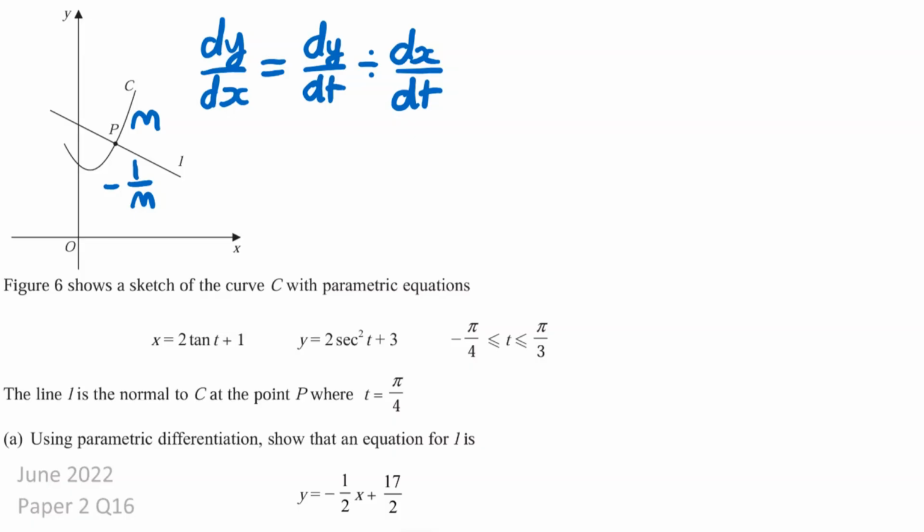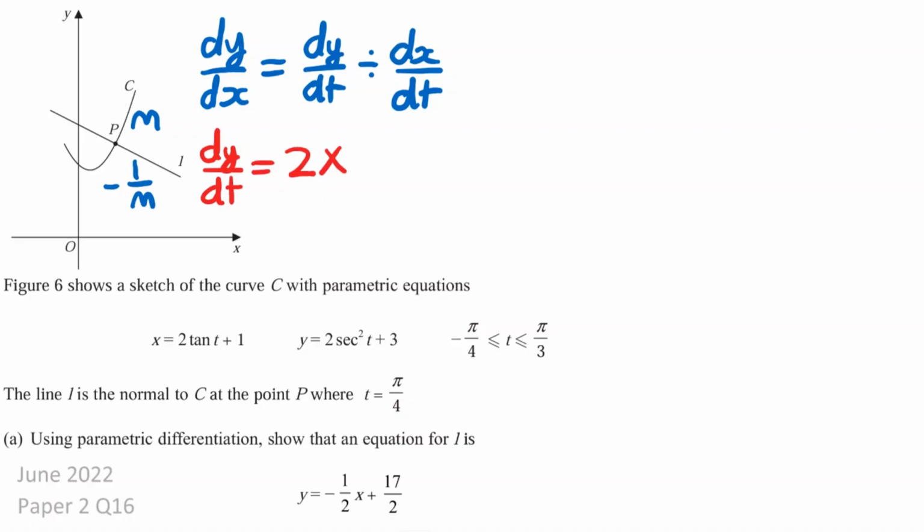So dy over dx is equal to dy over dt divided by dx over dt. So we need to differentiate these equations here. If we start with the y, dy over dt is equal to 2 multiplied by the derivative of sec squared t. Now for this we need to use the chain rule.